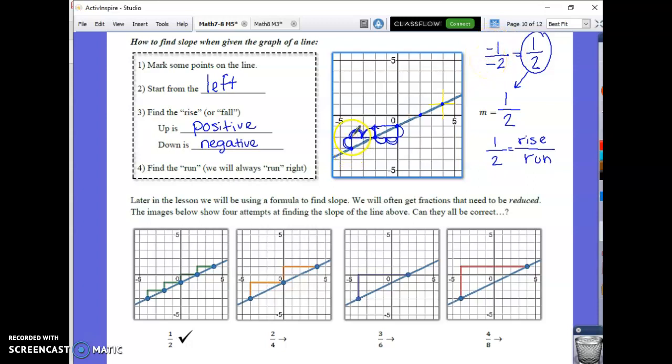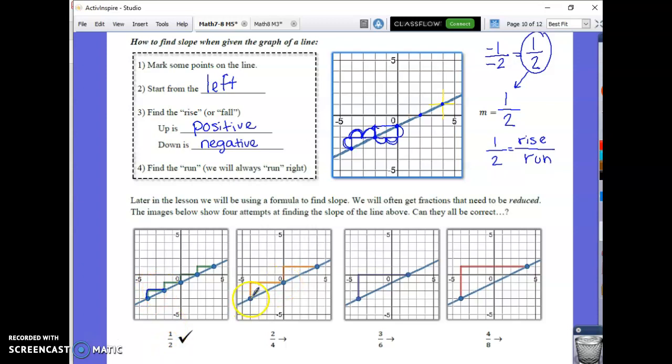Again, going up is associated with a positive movement, and going to the right is a positive movement. However, going down is negative and going left is also negative. So just keep those things in mind and you should be fine. Okay, so let's look at these. It says we have to reduce these fractions to see if we have the same exact slope. So if we go from here to here, we get a rise of 1 and a run of 2. Well, that's good because that's what we got up here.